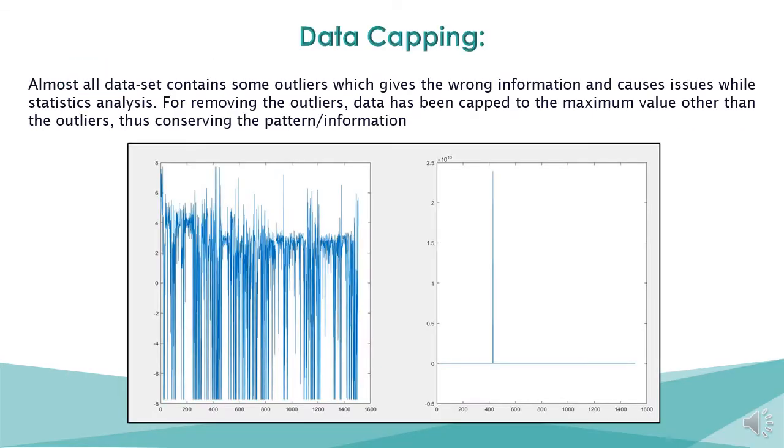Since the features we calculated contain some outliers, which would suppress the patterns of the data, data capping has been performed here. We can see in the figure on the right side that there is only one peak present and everything else seems to be zero. But on capping, we could see its pattern in the left figure.